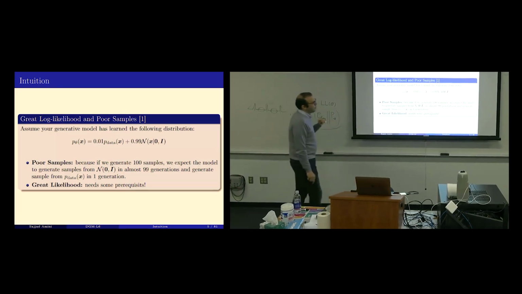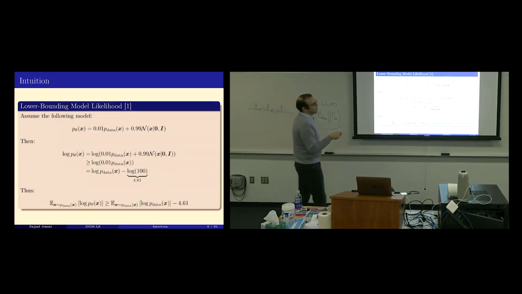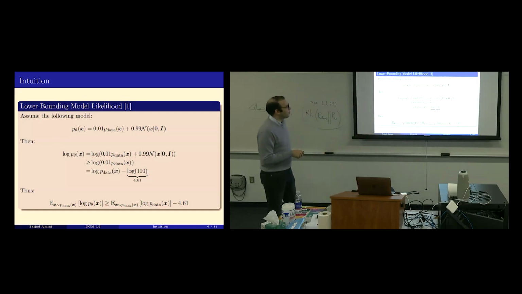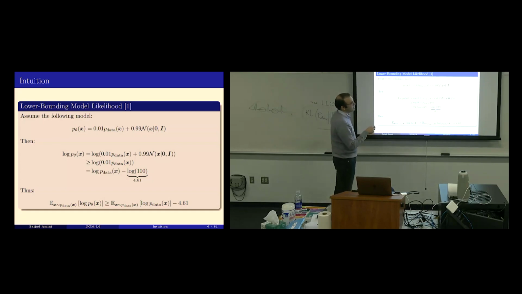It needs some prerequisites. So let's think of the model. This is the model, with 0.01. It is, let's say, a hierarchical model. You flip a coin. The coin is biased with these two probabilities. And then based on the result of the coin, you select either the data distribution or your random noise distribution. What is a lower bound to the log likelihood of this model?